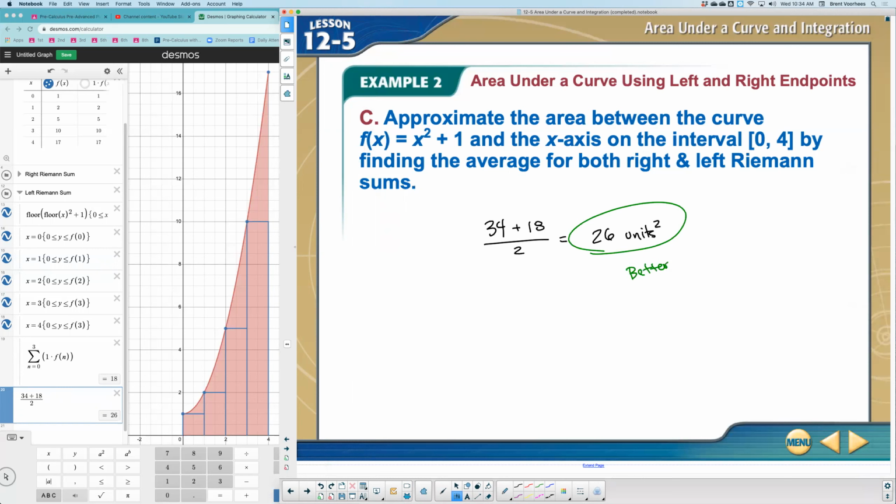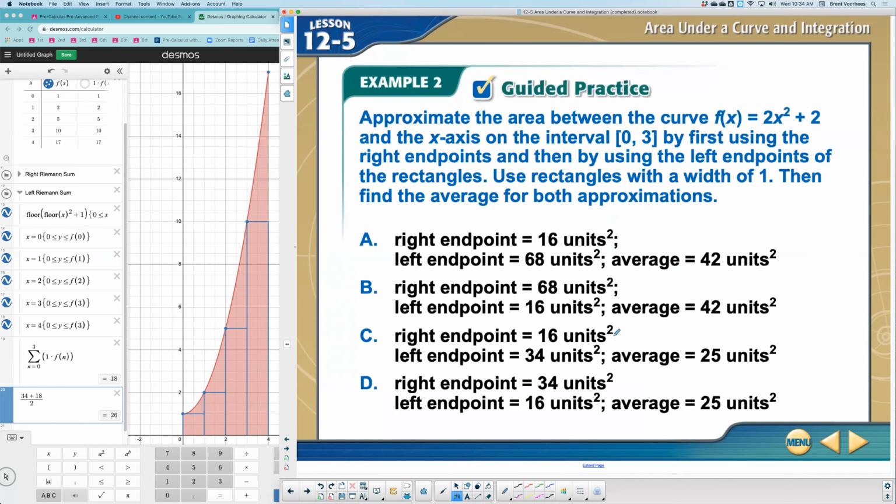Now why does it have to be better? Well, the first one we know for a fact was too high. The second one we knew was too low. So the average between must be more accurate than either of the first two. So it's a better estimate, being somewhere in the middle of those two values. All right. Now, with that background knowledge, let's see if you can work out example 2. Pause the video. I'm sure you'll need to take a little time to find your answers.